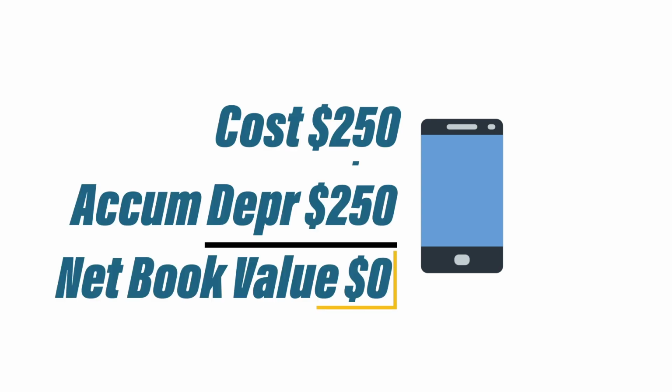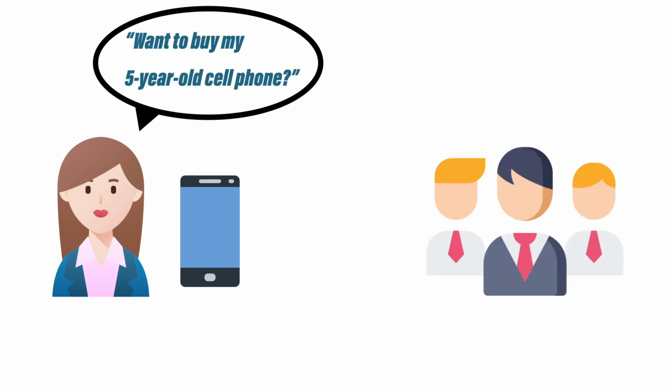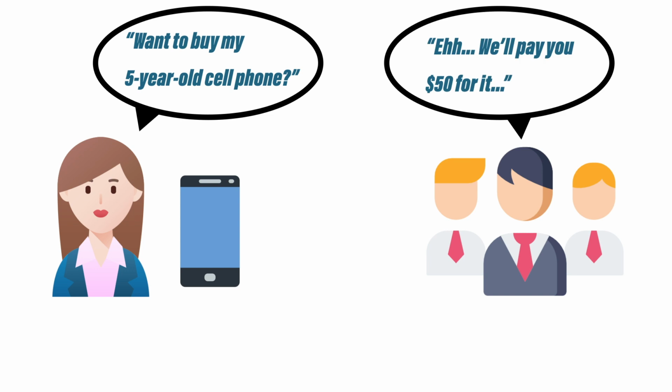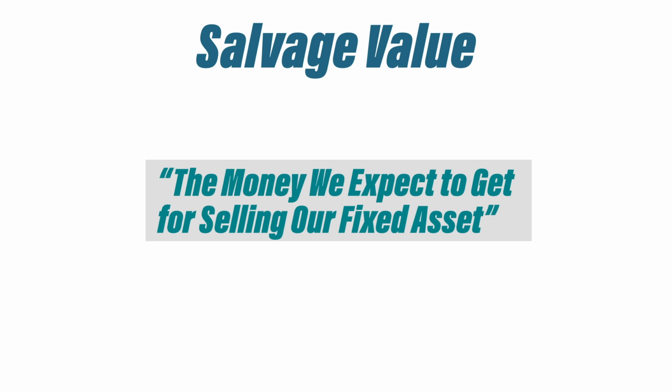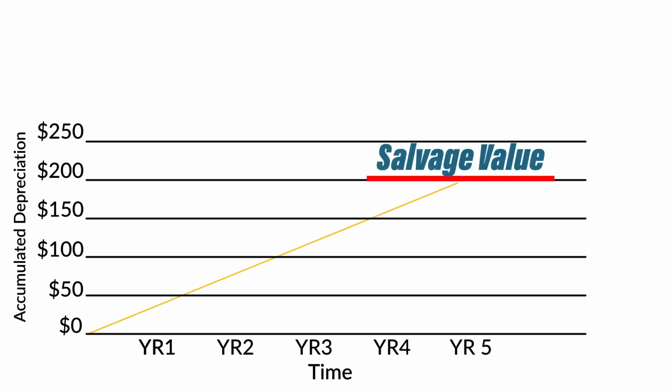In that prior example, we assumed that your cell phone would be worth 0 at the end of its useful life. In other words, we didn't think that we would be able to sell it for anything. But what if we know from experience that after 5 years, companies are going to offer us $50 for the cell phone? Since it will still be worth $50 in 5 years, then we want to use something called salvage value. Salvage value simply means the money we expect to get for selling our fixed asset. We don't want to depreciate the asset for the full amount that we bought it for, so we depreciate it all the way until it is worth the salvage value.